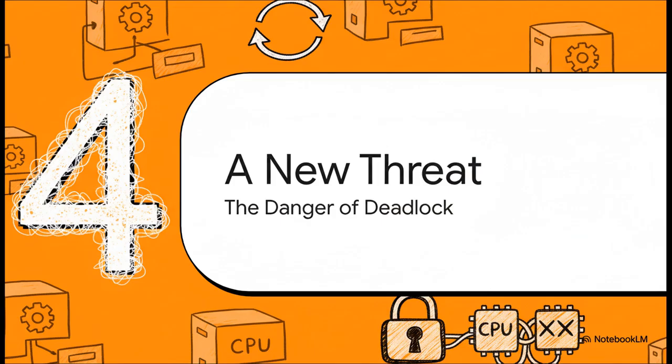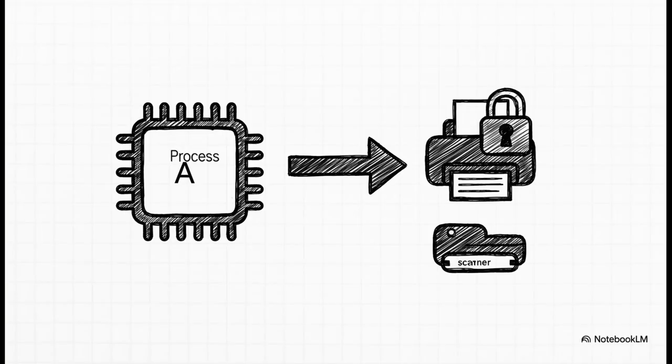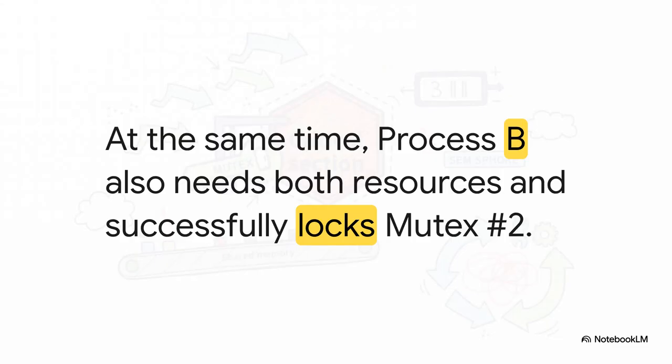But what happens when our heroes are misused? What if the very tools we designed to prevent problems end up creating a new one that's even worse? Okay, just imagine process A needs two things to do its job, let's say a printer and a scanner. It starts off by successfully locking the mutex for the printer. So far, so good. Now, at almost the exact same millisecond, process B starts up. It also needs both the printer and the scanner, but it happens to grab the lock for the scanner first. So just notice the situation we're in now. Each process is holding one key and needs the other one.